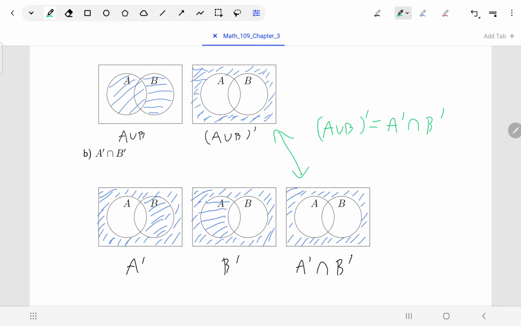So for this question, for A and B, we've investigated and found out what happens to A union B complement and A complement intersect B complement. It turns out they're the same.